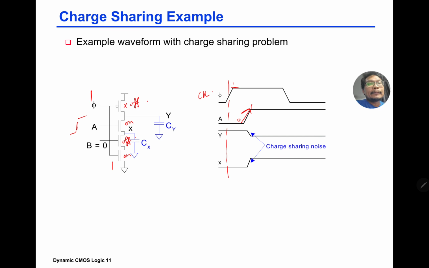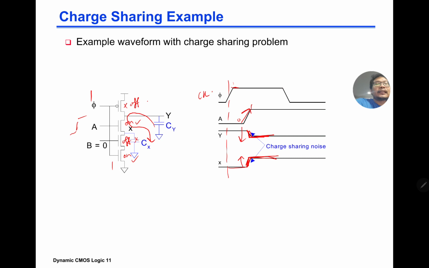Okay, so this is off, this is on, this is on. If transistor A is on, then the charge on CY is going to share with CX. So we can see that Y actually drops a little bit, and the charge on X is going to increase, and this is going down. Is that what we want? It's not really what we want.